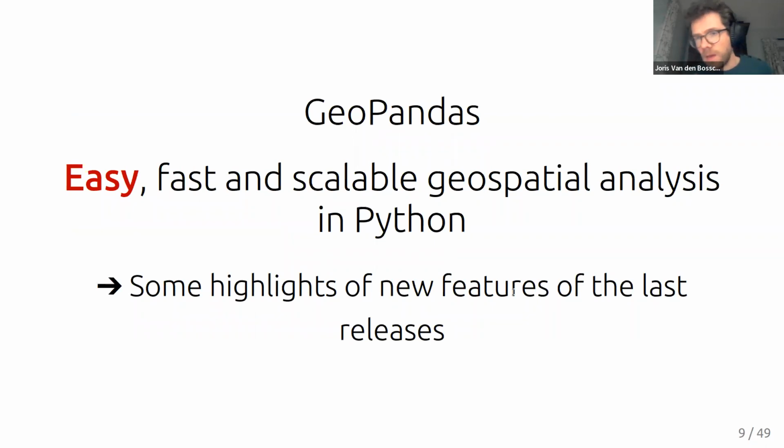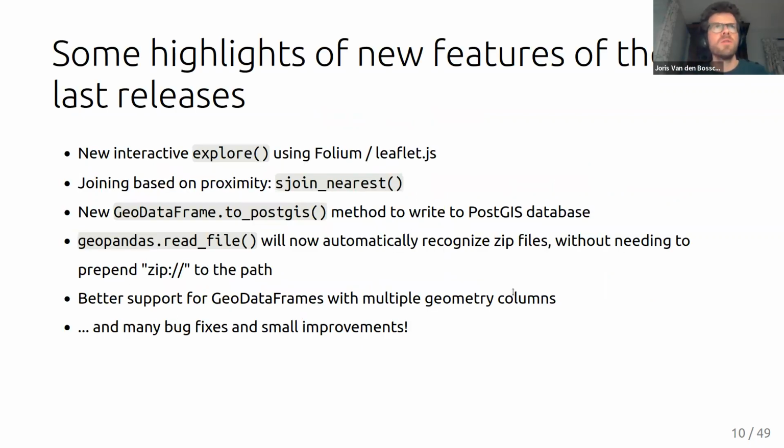I had some highlights of the last releases in my presentation, but I shortened this part a bit, just this list. So I already mentioned that we added an explore method to have a Folium leaflet-based basic visualization of your geometries. In addition to the standard spatial join, we now also have a spatial join based on the nearest, on proximity. We improved some IO related things, and a lot of bug fixes, etc., and small improvements.